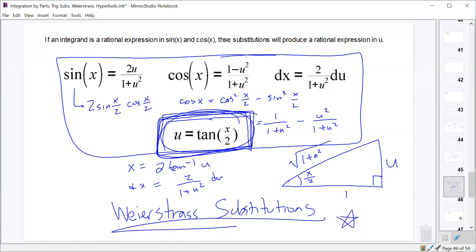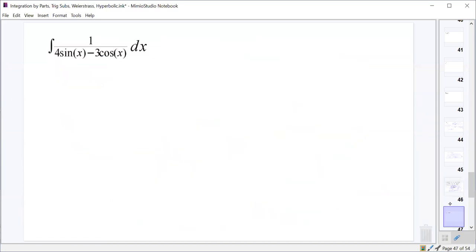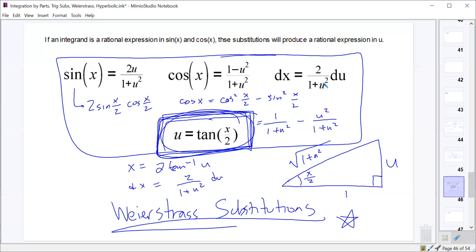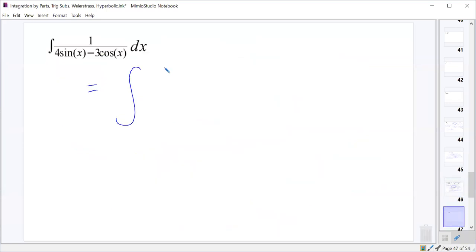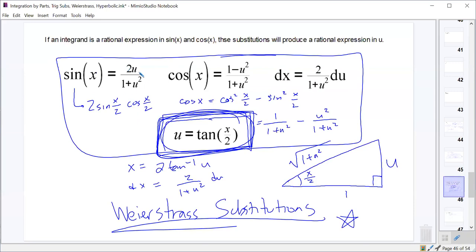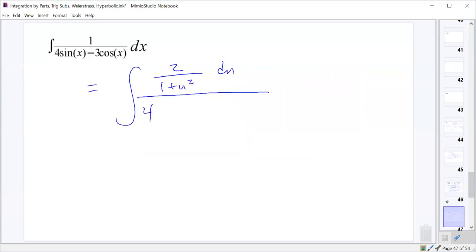And like I said, these are called Weierstrass substitutions, and they will turn any rational function in terms of trig functions into just a rational expression. So we're not going to go through and do the entire problem, but we have a dx in the numerator, which is 2 over 1 plus u squared du. And in the denominator, we have 4 times sine x. And our substitution for sine x was 2u over 1 plus u squared.